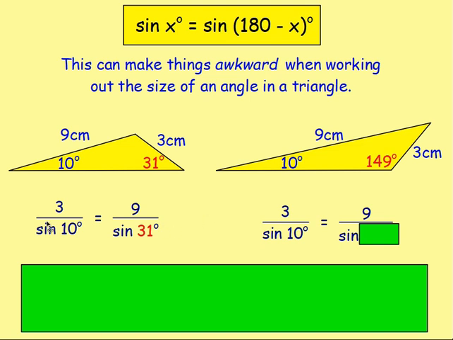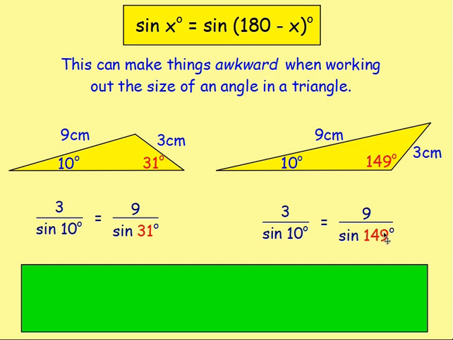But also, we can see the 3 over sine 10 could also be equal to, well, if we redrew that triangle, keep this length as 9 centimeters. I'm just zooming in on this triangle here, but imagine if that was still 9, if that length was still 3, well, this angle here is not 31 anymore, it's 149. So really, we would end up with two answers.